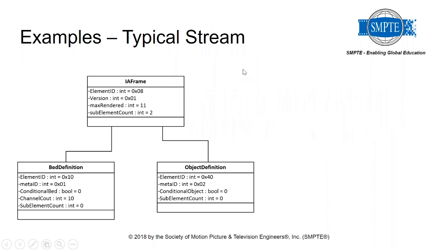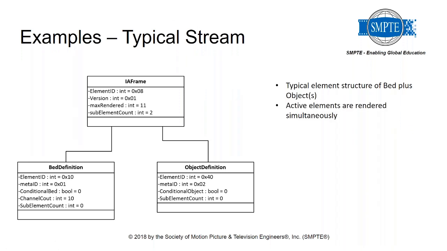All right, there's another example. I guess I call this more typical in that there's a bed and an object involved. I should point out that active elements are rendered simultaneously. So in this case, neither of these elements is conditional. The bed is not conditional. The object is not conditional. So that tells the renderer, well, these are both active. They're going to be summed.